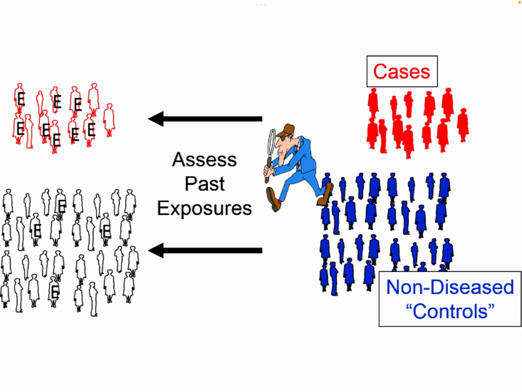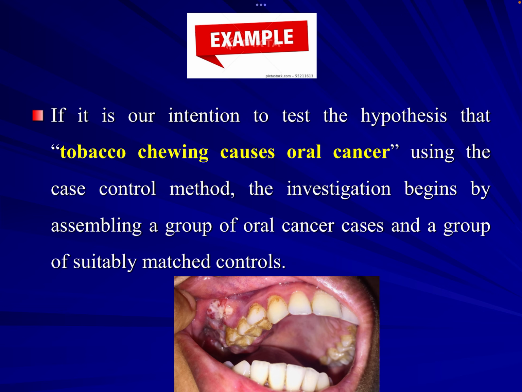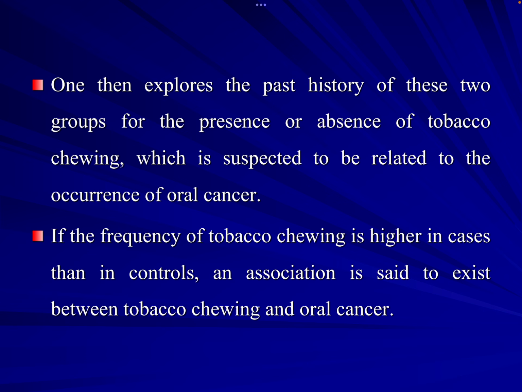Initially, we select some cases who have the disease and some controls who do not have the disease, and then we assess their past exposure. For example, if it is our intention to test the hypothesis that tobacco chewing causes oral cancer using the case control method, the investigation begins by assembling a group of oral cancer cases and a group of suitably matched controls.